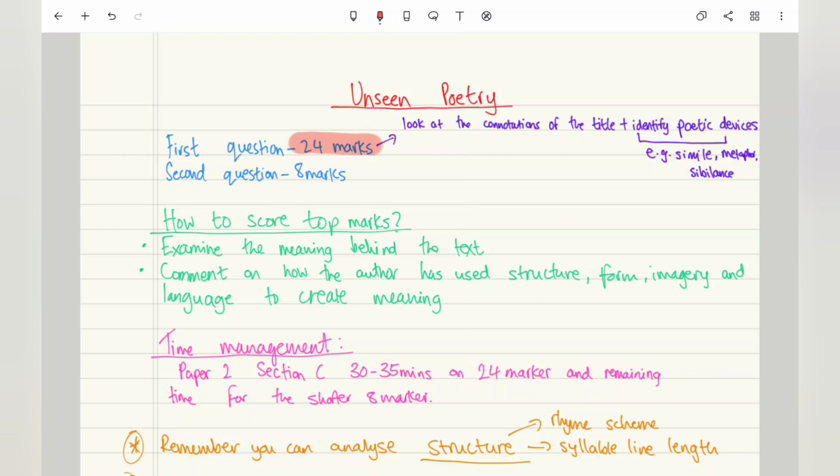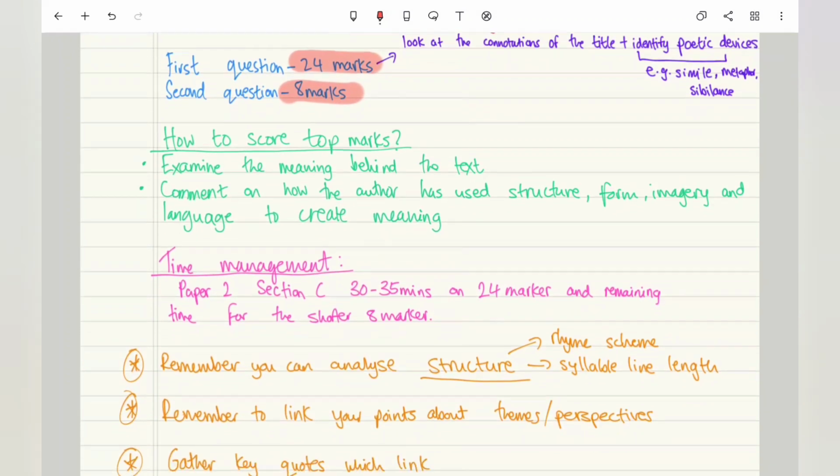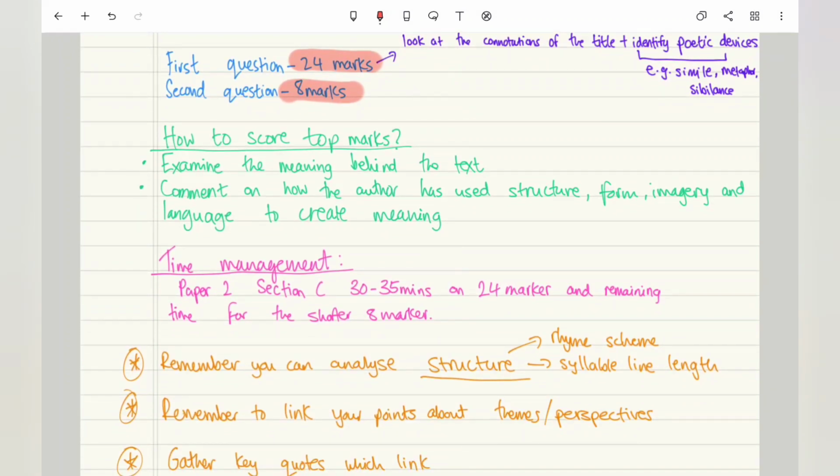And then you'll have a second question for your unseen poetry, which will be 8 marks. Again, you need to pick out certain things. You need to look at the language, the structure, and the form. Now, for unseen poetry, how do you score top marks? First of all, you must examine the meaning behind the text. So look at the meanings behind the key words, the key phrases. Secondly, comment on how the author has used structure, form, imagery, and language to create meaning. So this is very important for you to consider.